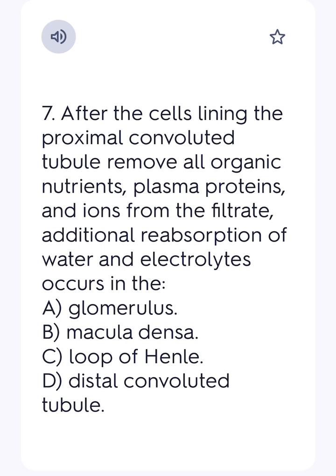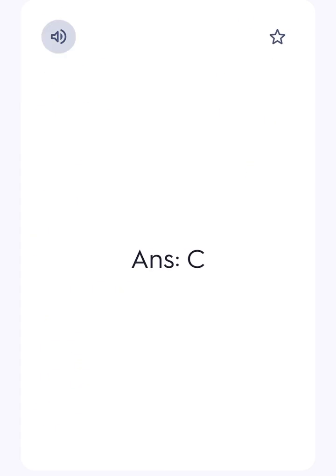7. After the cells lining the proximal convoluted tubule remove all organic nutrients, plasma proteins, and ions from the filtrate, additional reabsorption of water and electrolytes occurs in the A glomerulus, B macula densa, C loop of Henle, D distal convoluted tubule. Ans. C.